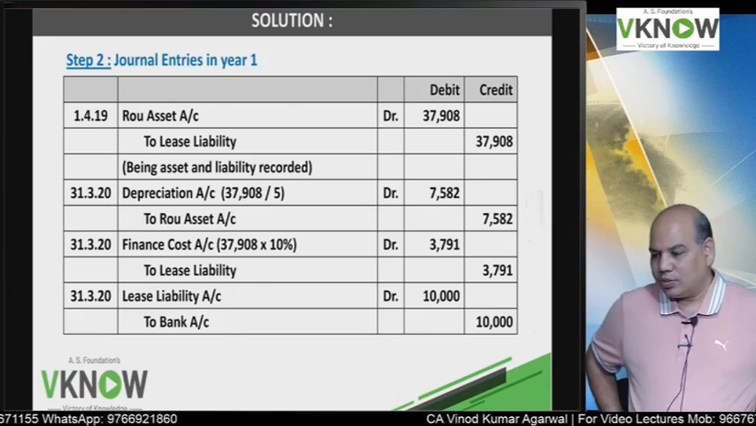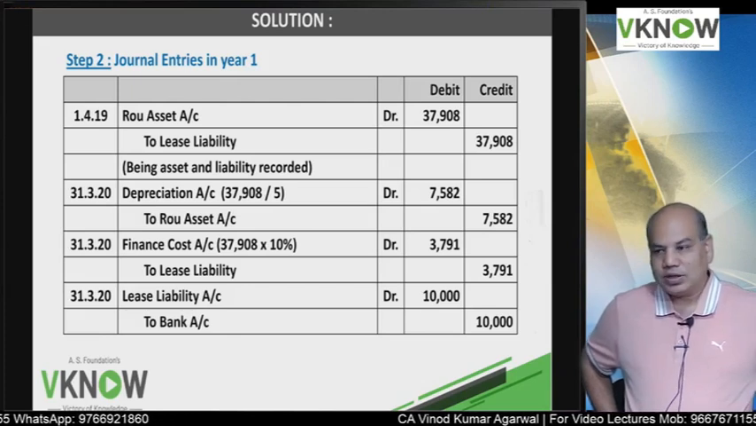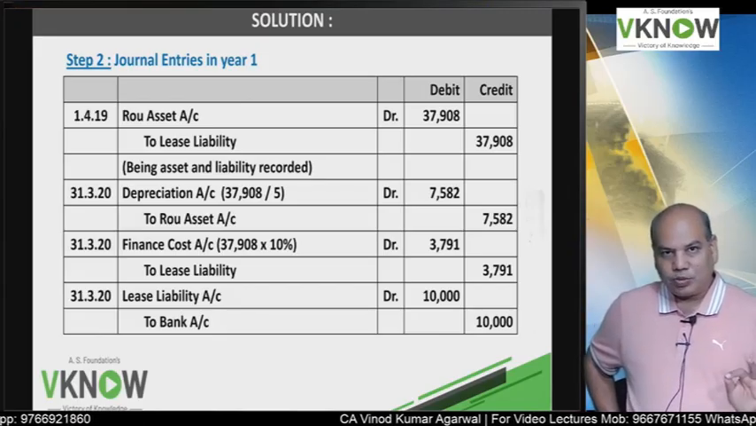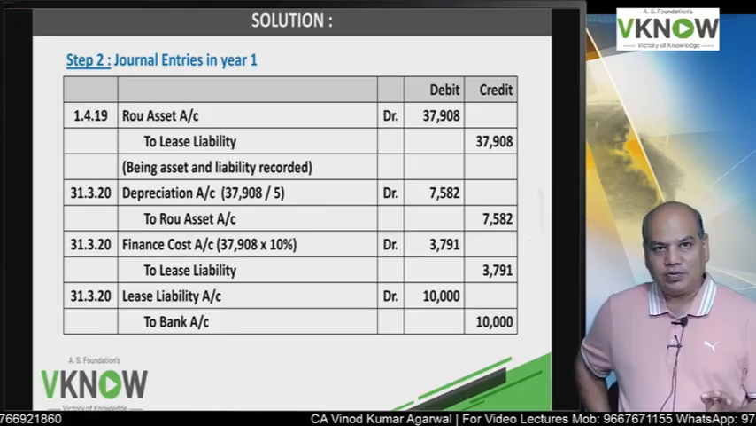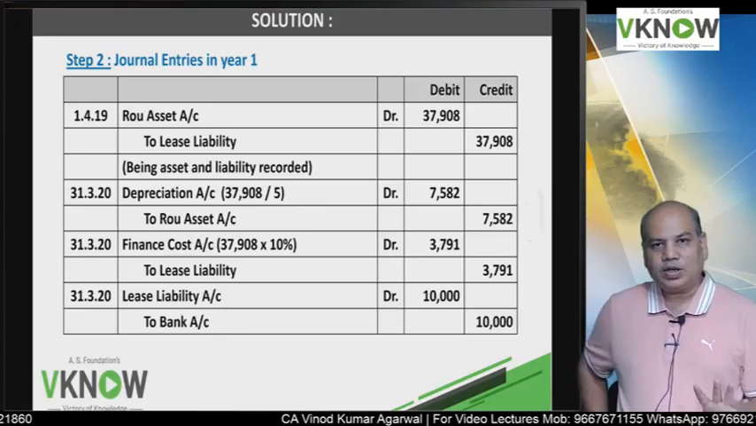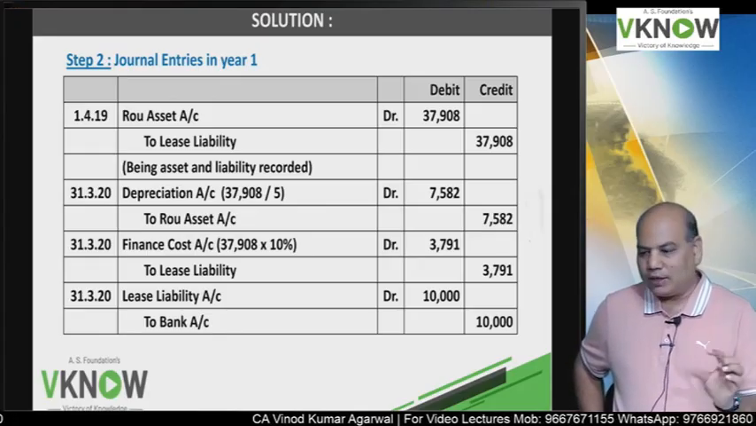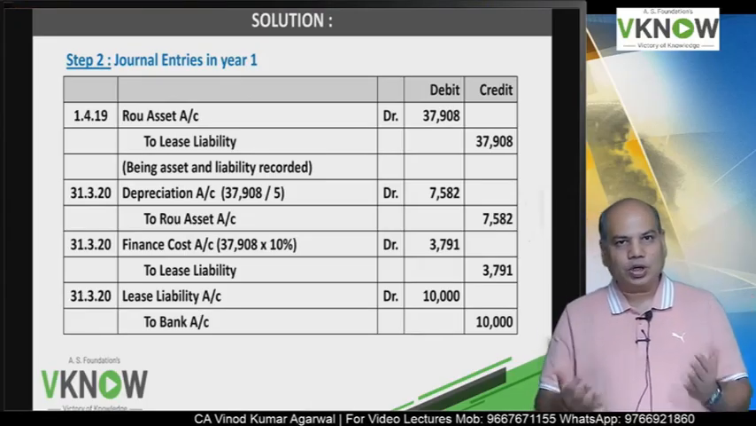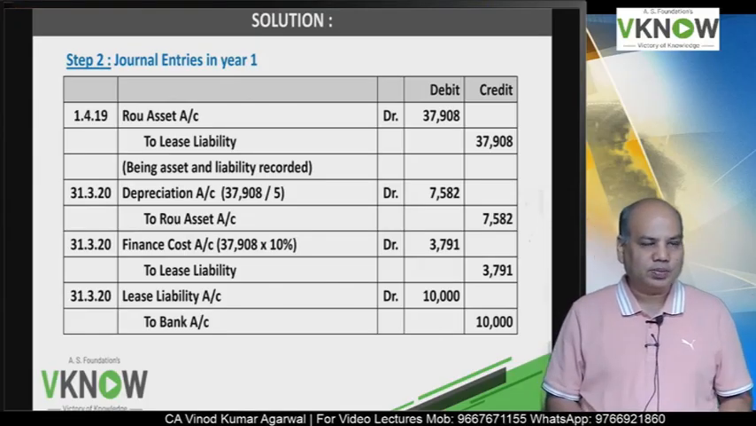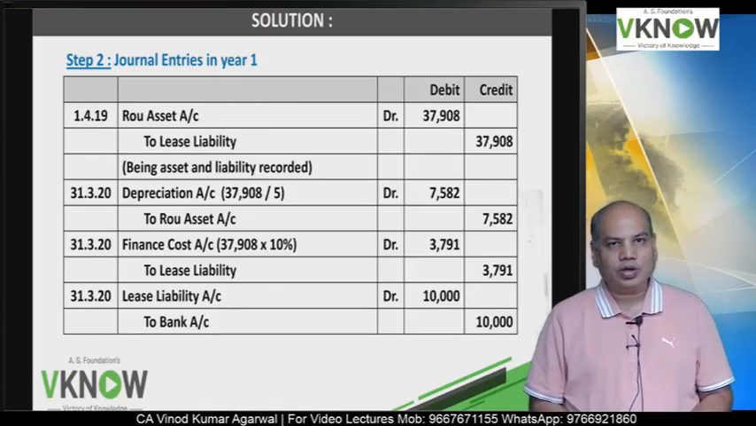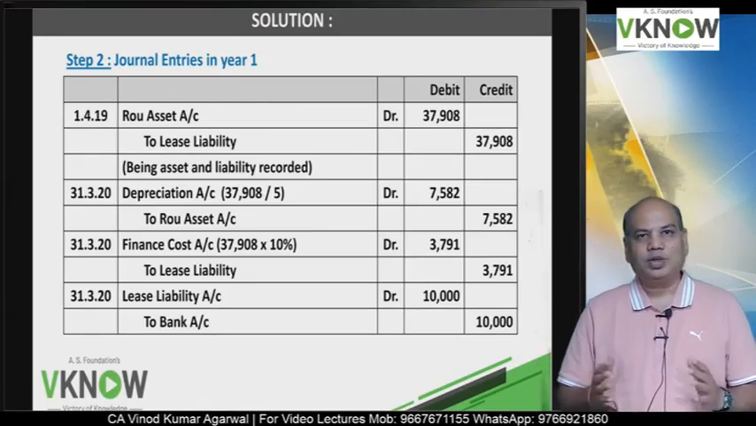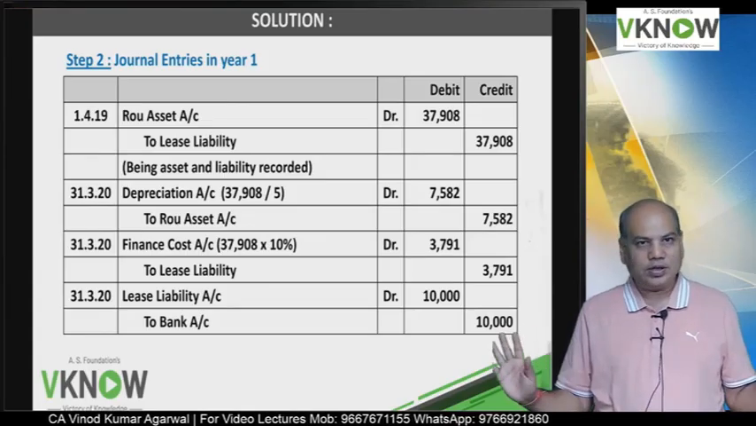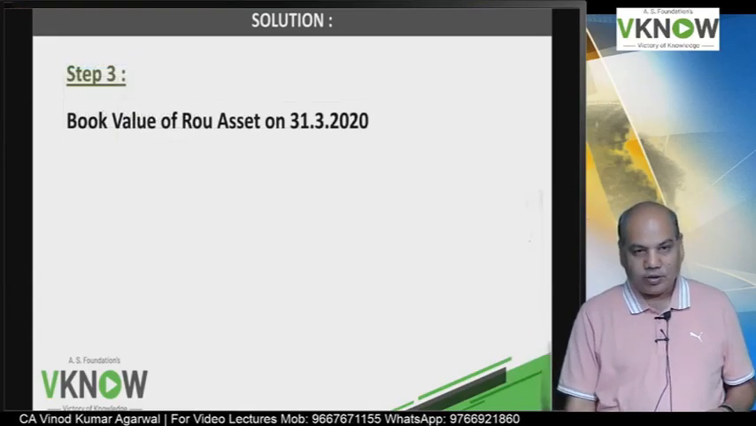Then your entry would be finance cost debit 3791, lease liability debit, the difference between 10,000 and 3791, to bank. So somebody can pass one single common entry for the last two cases. Both are okay. First you accrue the interest, then you make the payment, or in the same installment you can bifurcate between finance cost and reduction in lease liability. This is year 1. No problem in year 1.